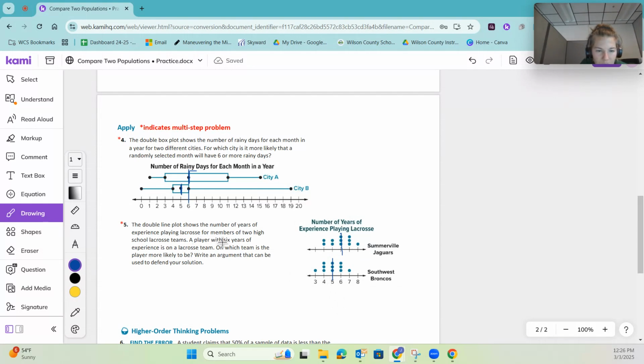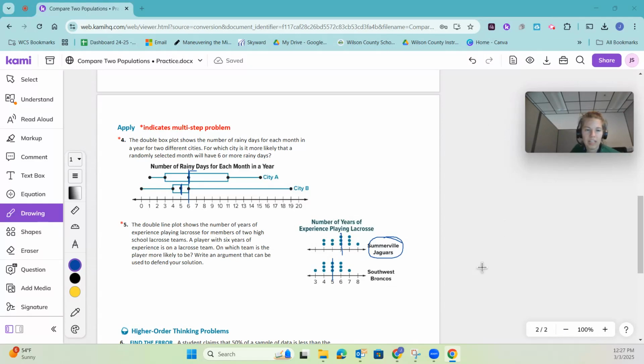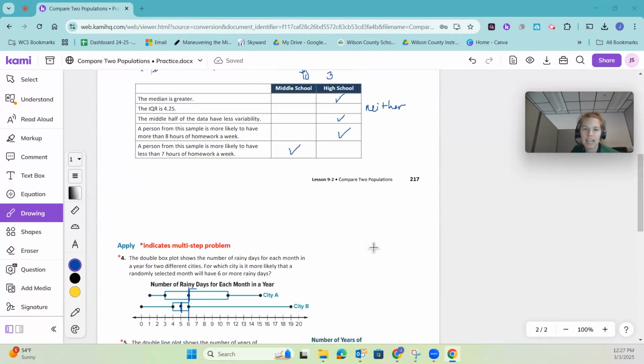So it says with a 6 or more years experience, well, 50% of the data is 6 or more years experience for the Somerville Jaguars. So it would be more likely to be on the Somerville Jaguars because over half the data is 6 or more. So hopefully that helps walk through how we compare sets of data when it's represented in different ways.